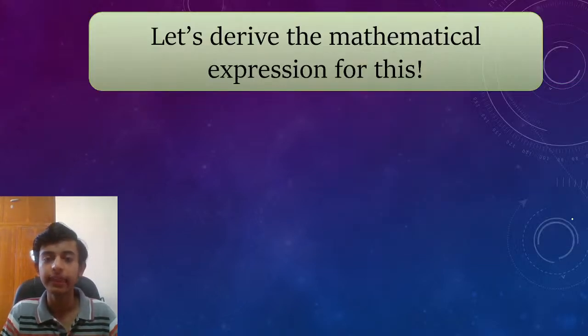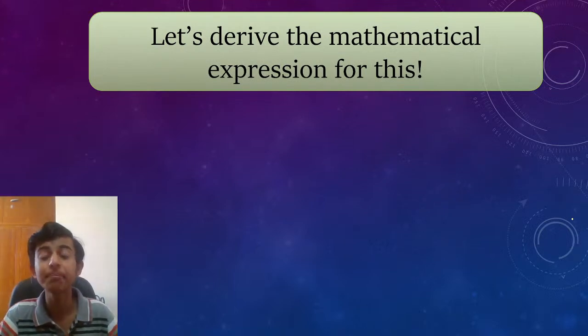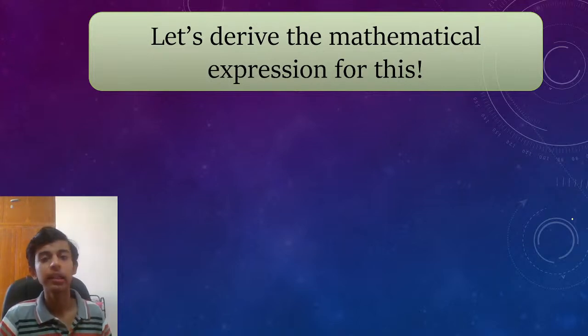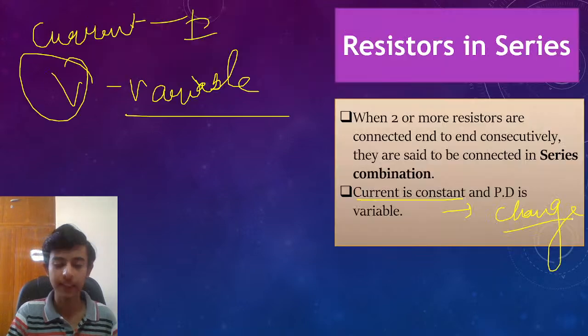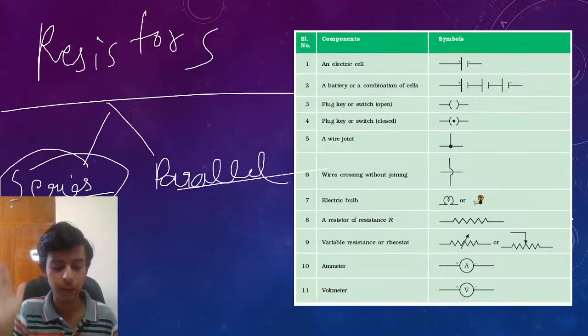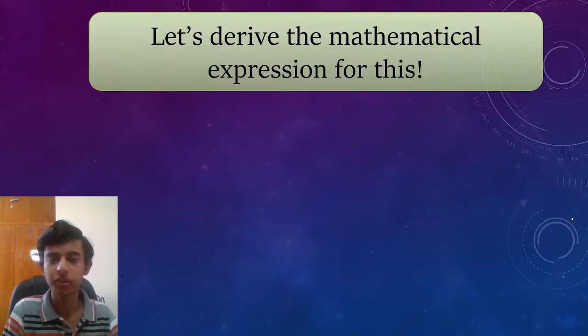Clear? Now let's derive the mathematical expression for this. How do we get the mathematical expression? That is very, very important. So eyes on your screen, because this will be very, very important. Whenever you are making circuit diagrams, remember these. You can just go through it once, because this will help you in understanding. Okay, fine. Now let's try to derive the mathematical expression for this.